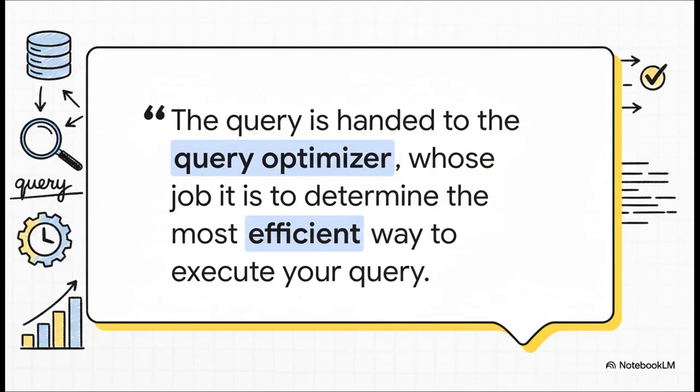Now here's where the real magic happens behind the scenes. Your query gets handed off to something called a query optimizer. You can think of this as the database's brain. It analyzes your request and figures out the absolute fastest, most efficient way to get you your data. It's the secret sauce that makes all those searches on your phone feel instantaneous.